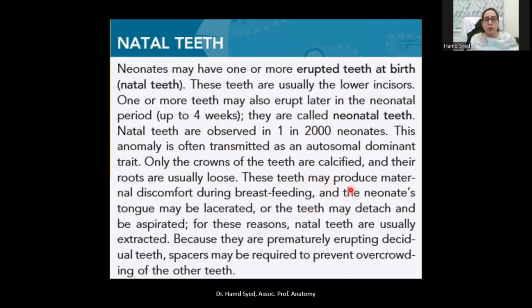But they might produce problems during breastfeeding, and also the neonate's tongue may be lacerated because of the neonatal tooth, or the tooth might, as I told you, have a loose root, so it might detach and cause aspiration. For these reasons, the natal teeth are usually extracted. And because they're prematurely erupting deciduous teeth, spacers may be required to prevent overcrowding of the other teeth.